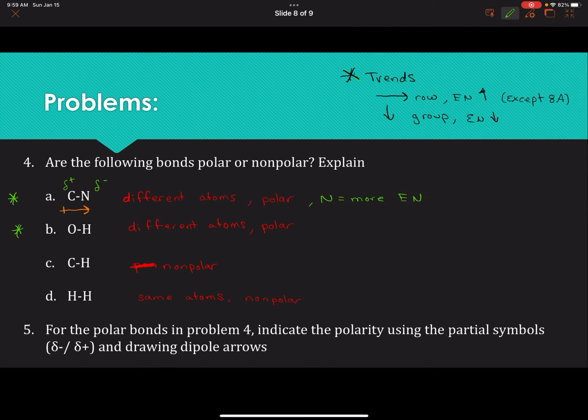So doing the same thing with B. My oxygen is further to the right in the periodic table, so it is more electronegative. So the oxygen is negative, the hydrogen is positive. So this time we start on the hydrogen and we point towards the oxygen. So we've got to be able to look at bonds and identify them as being polar or nonpolar. Identify who's more electronegative so we can place our partial positive and partial negative charges, and then be able to draw our dipole arrows.